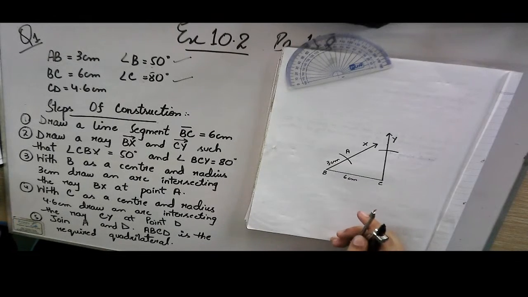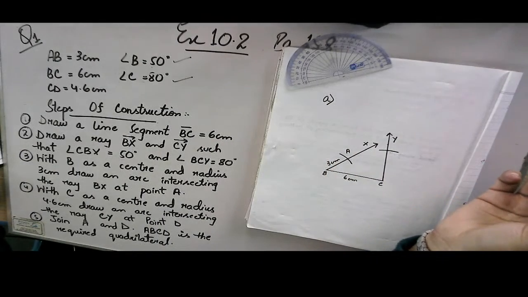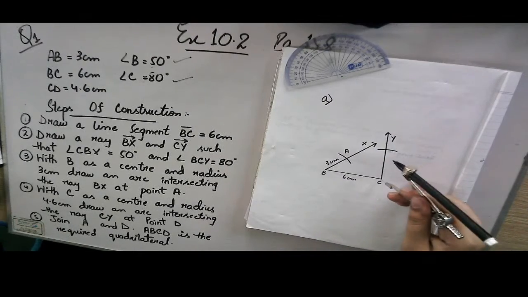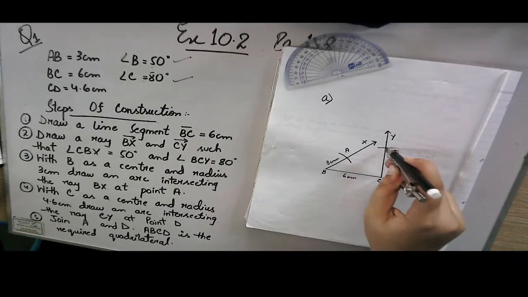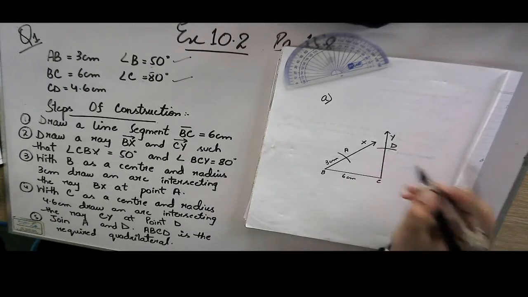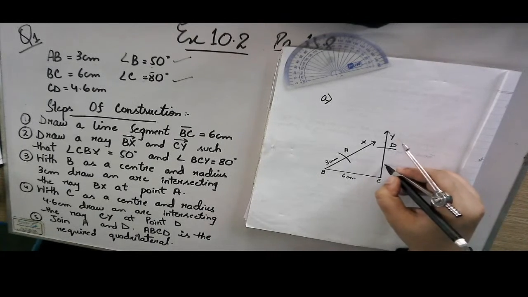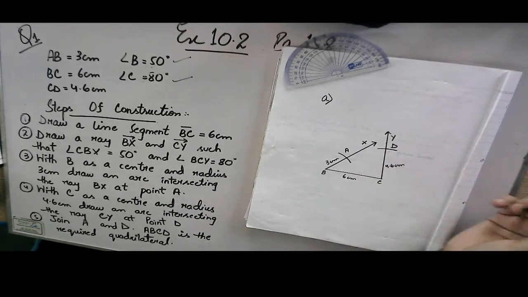No beta, it is part A. Due to some issues, I am repeating part A. After that from point C, you have to mark an arc of 4.6 centimeter. Now name it as D. Now CD is equals to 4.6 centimeter.